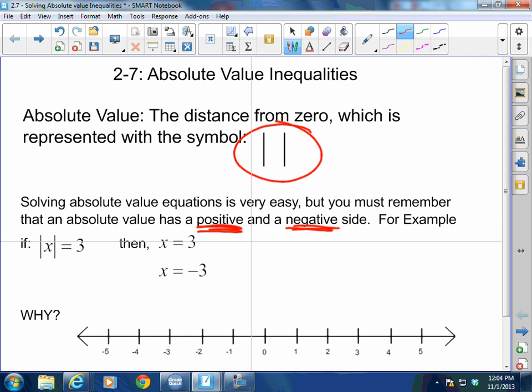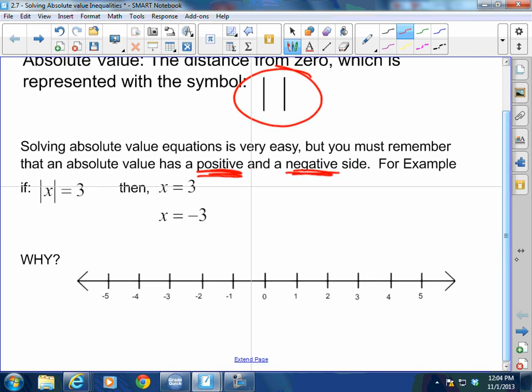Why? Well, since absolute value is a distance, if I have the absolute value of negative 3, that means I'm here at the negative 3. The absolute value of negative 3, that's the distance from 0. So that's 1, 2, 3 away. So the absolute value of negative 3 is 3. What about the absolute value of 3 proper? Well, that's also 1, 2, 3 away from 0.